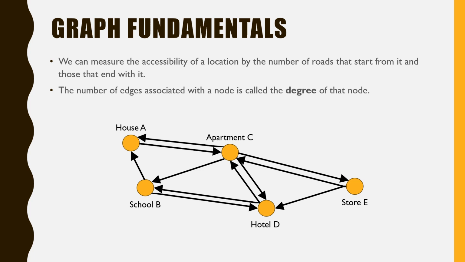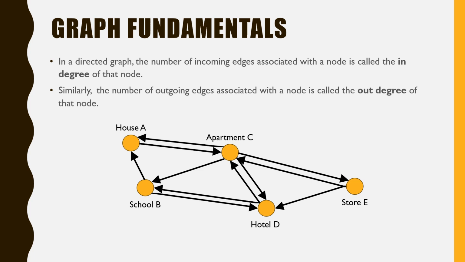We can estimate a location's accessibility by counting the roads that begin at it and those that end at it. For example, apartment C is connected to many roads in the city, making it highly accessible. The total number of edges connected to a node is called its degree. In this example, apartment C has a degree of 7, while store E has a degree of 3.